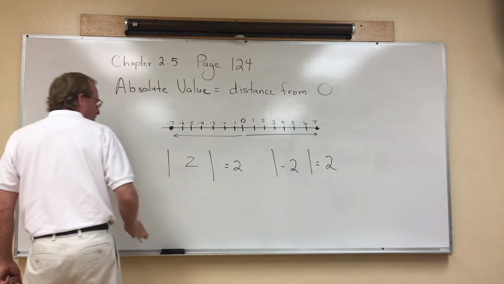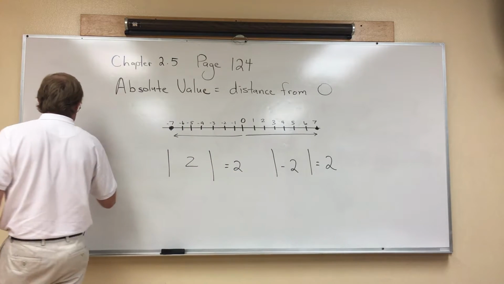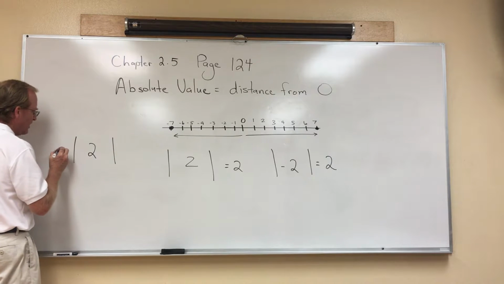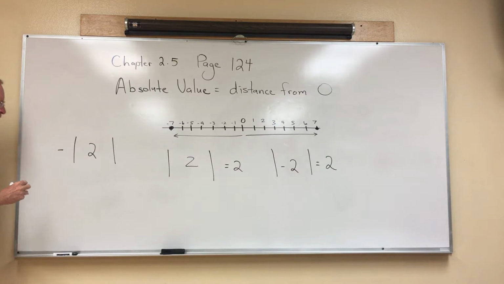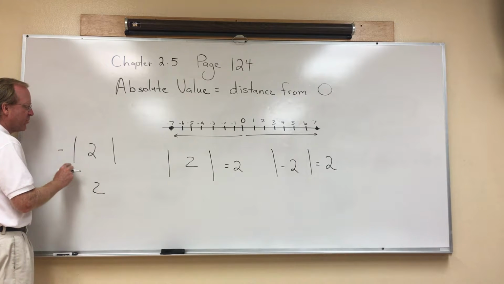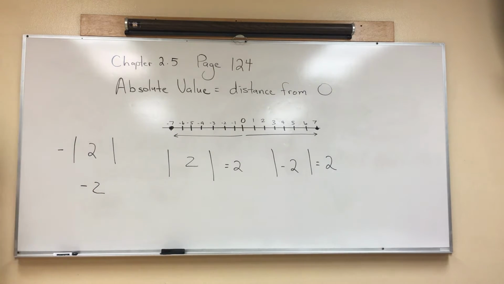Now, what happens in Vegas stays in Vegas. But if you have a negative outside the absolute value, then it will apply. So in this case, notice that my negative is outside the absolute value bars. So the absolute value of 2 is 2. And as the bars fall off, it's just like that.